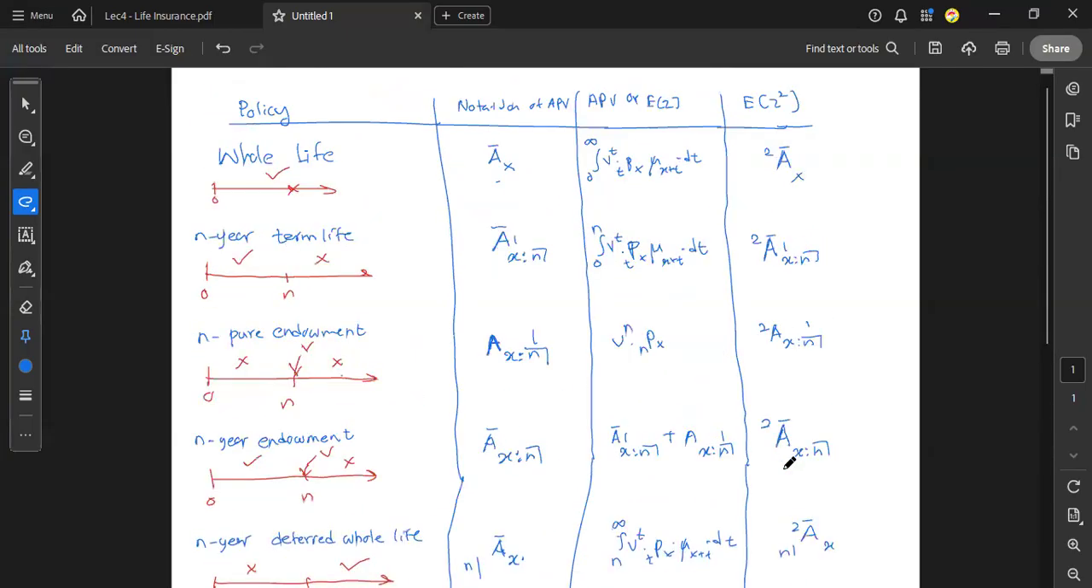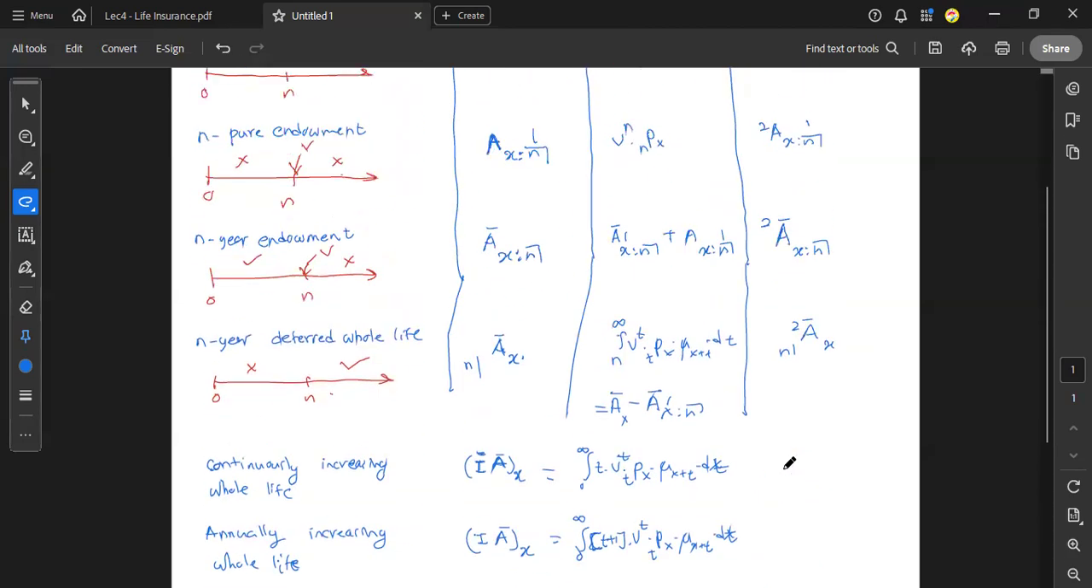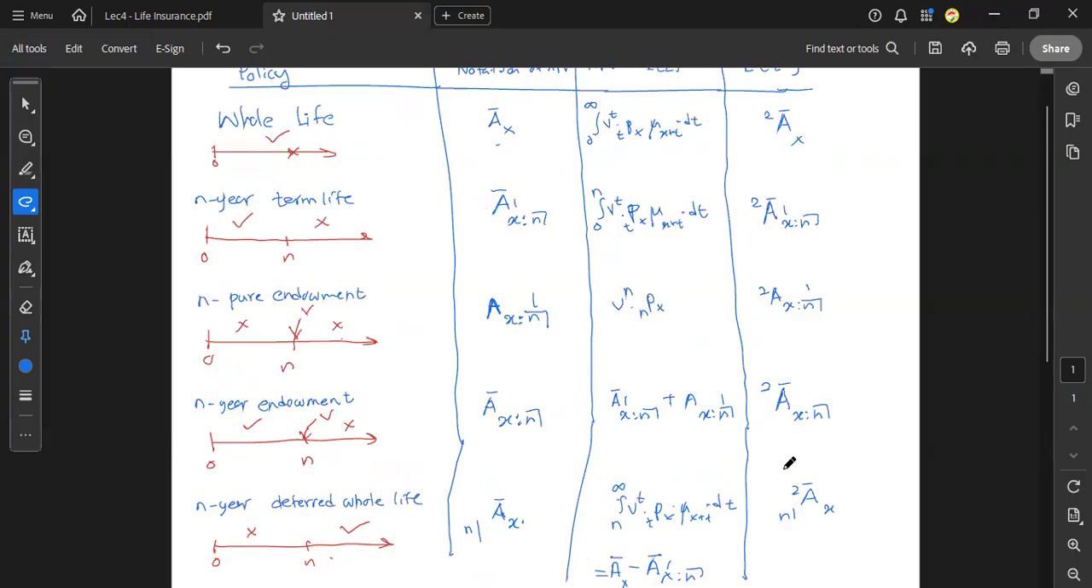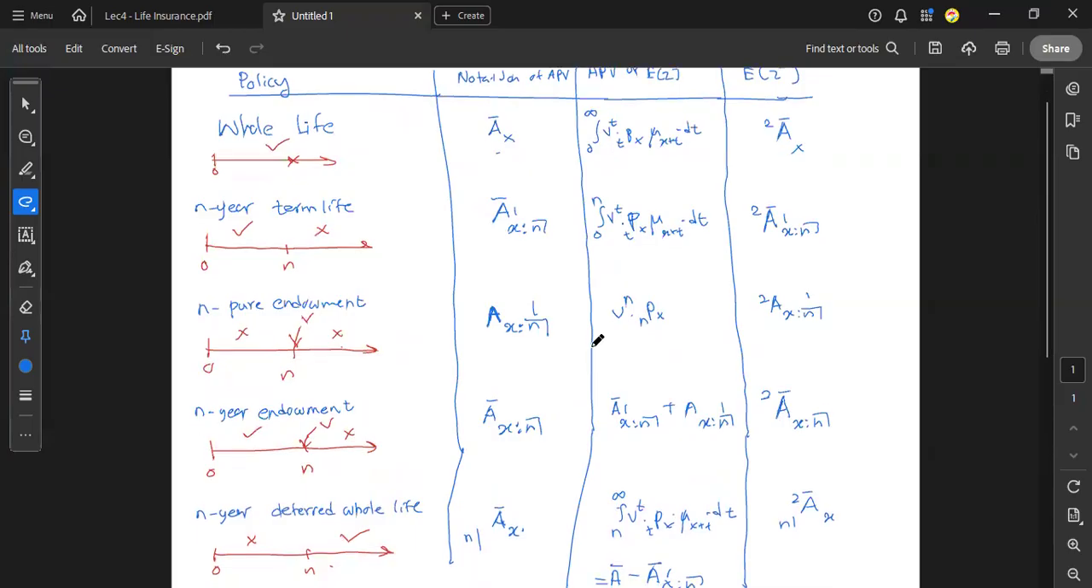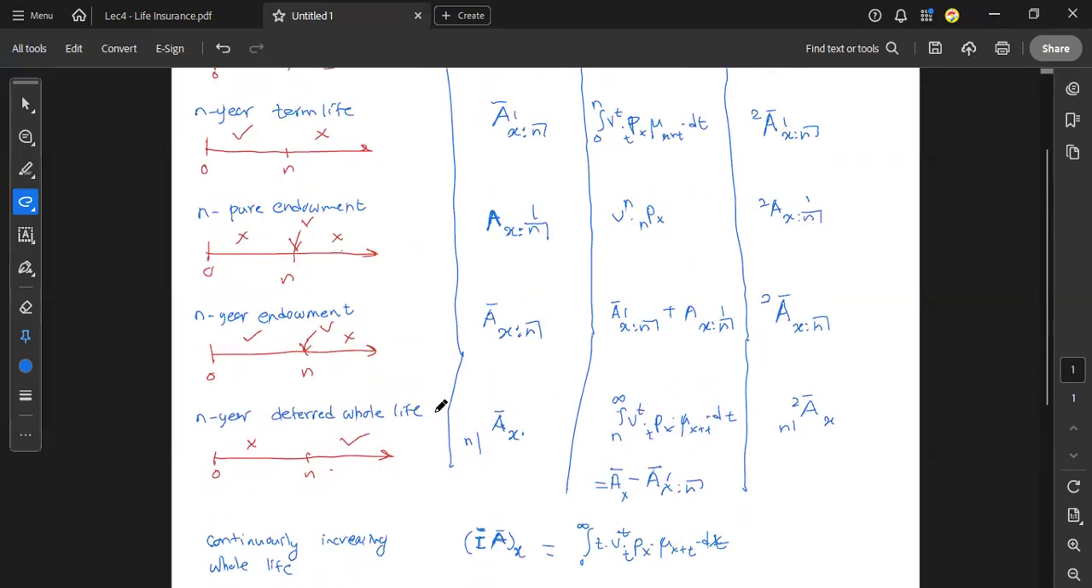So this concludes all the different types of insurance we can think of under this chapter. And mostly you will be tested on whole life, term life, pure endowment, endowment, and the deferred whole life case.